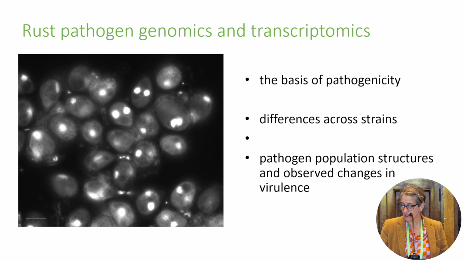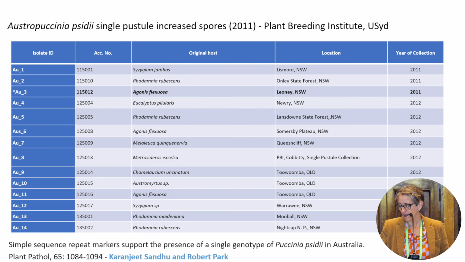So we work on rust pathogen genomics and transcriptomics to try to understand the basis of the pathogenicity. We're hopeful to look for differences across strains and also to look at pathogen population structures and observe changes in virulence. So these are things you can learn from the genomics and transcriptomics. I wanted to highlight this.